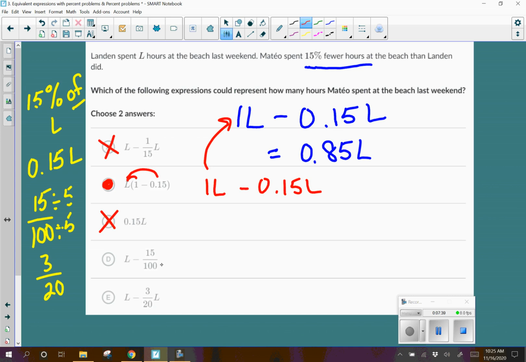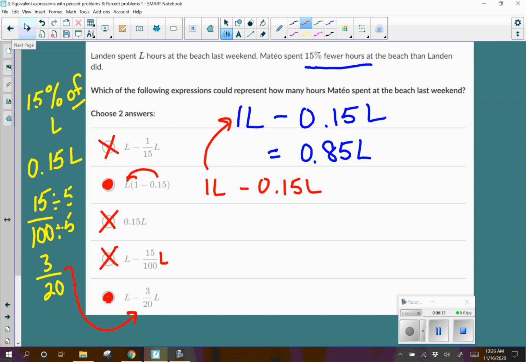The next one, as you can see, there's no variable here. Remember what we said. Whenever you see a number by itself, that should be a red flag that it's incorrect. That would just be L minus 0.15, which isn't going to get us to the answer we want. And as I just showed you, if I were to take 15% and write it as a fraction and simplify, it simplifies to 3/20ths. So 3/20ths represents 15%, and we have L minus 15% of L, so E would be the other correct answer for this one.